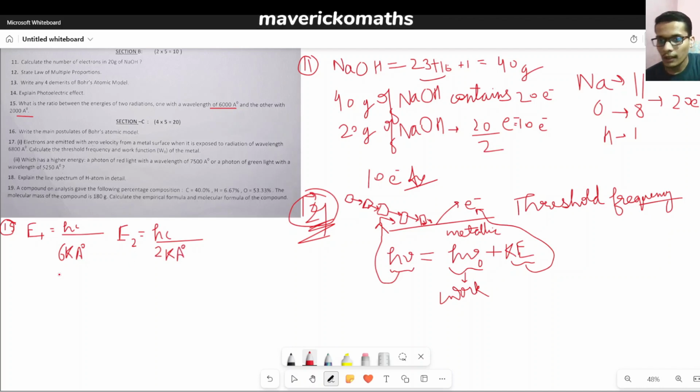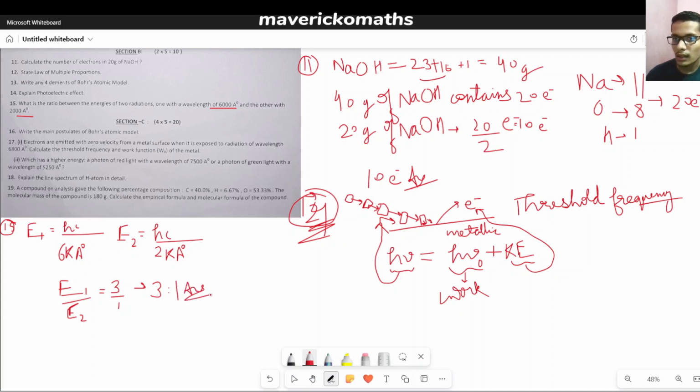Now, when we divide E1 by E2, we get E1 upon E2 equal to 3 upon 1, which is the required ratio. We were given the ratio only. So 3 is to 1 is the right answer for this question. It is a ratio.